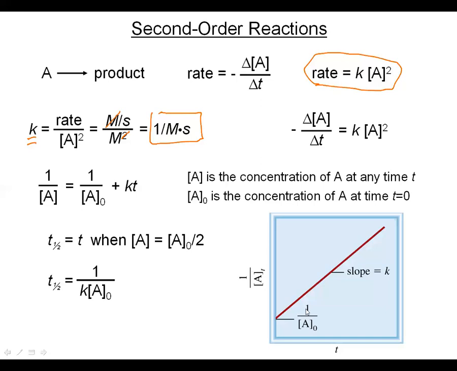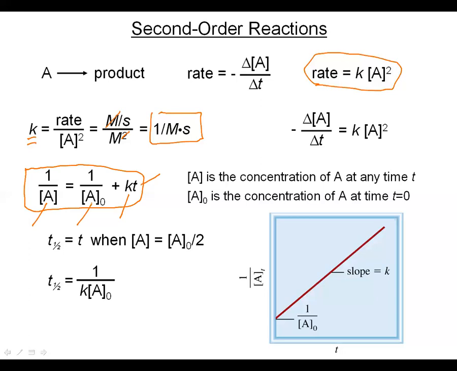Now, there's also an integrated rate law that goes with it, and specifically for a second order reaction, it is 1 over A, which is our final concentration, equals 1 over A naught, which is our initial, plus kt. And again, the k here is our rate constant. And just like in the previous one, the t is time.